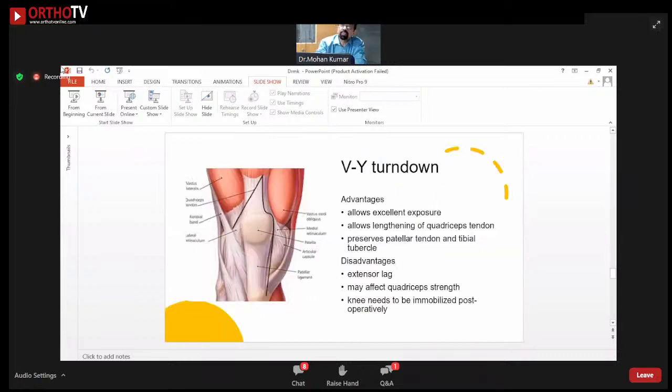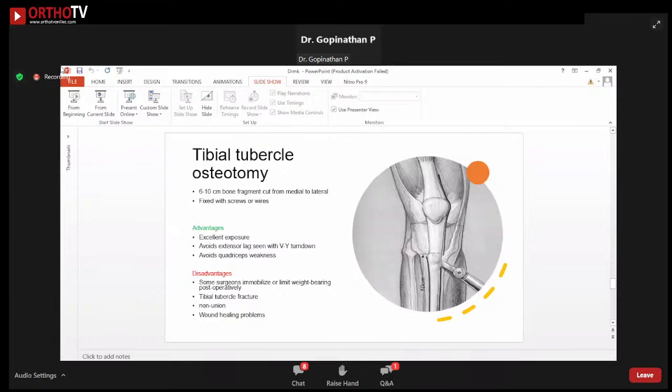So VY turn down is a rarely performed procedure. It is useful when there is a quadriceps contracture. The advantage is that it allows excellent exposure, allows a lengthening of the quadriceps, and preserves the patellar tendon and the tibial tubercle. But the disadvantage is that it may affect the quadriceps strength. The knee may need to be immobilized.